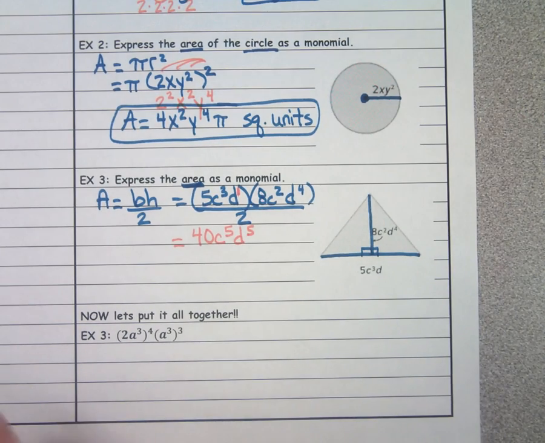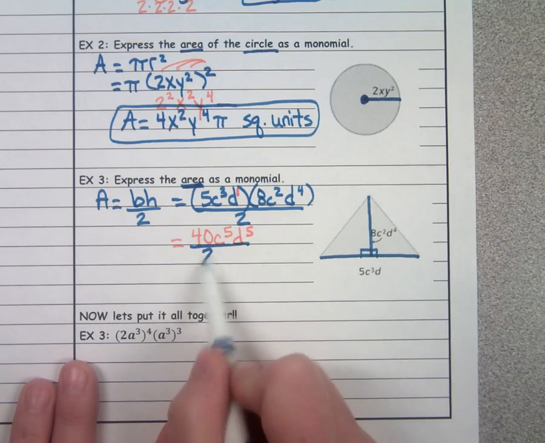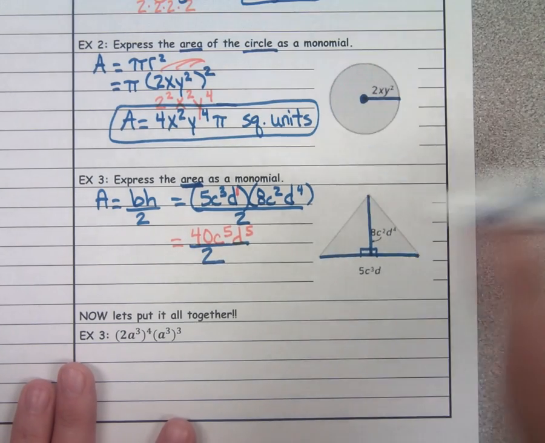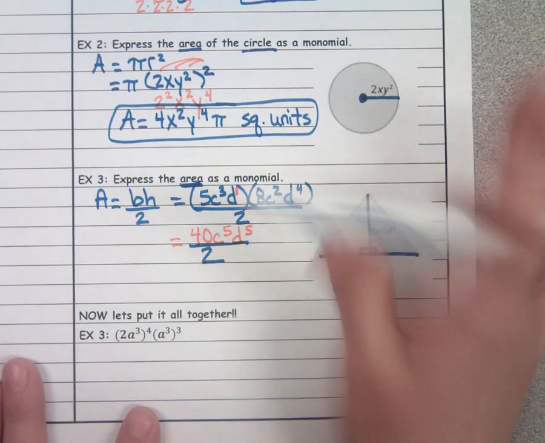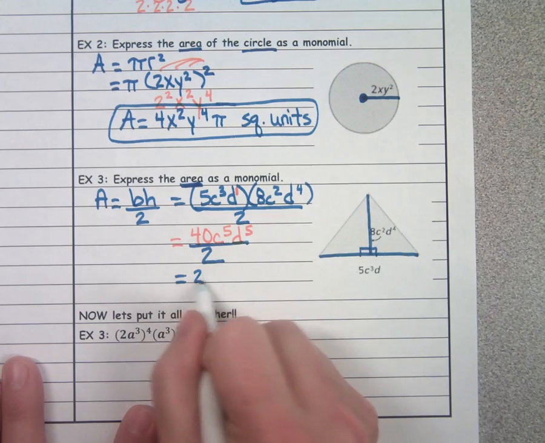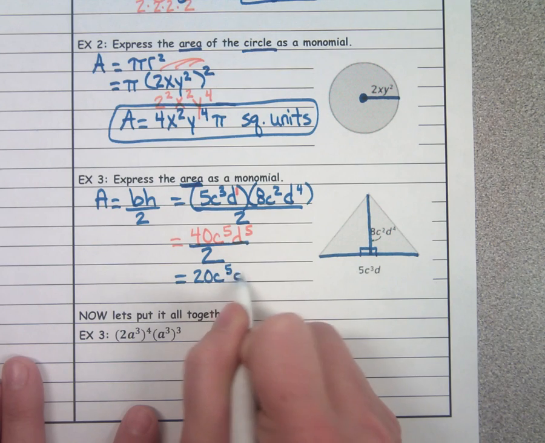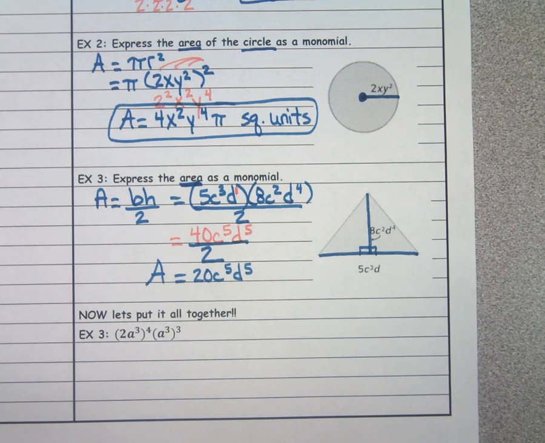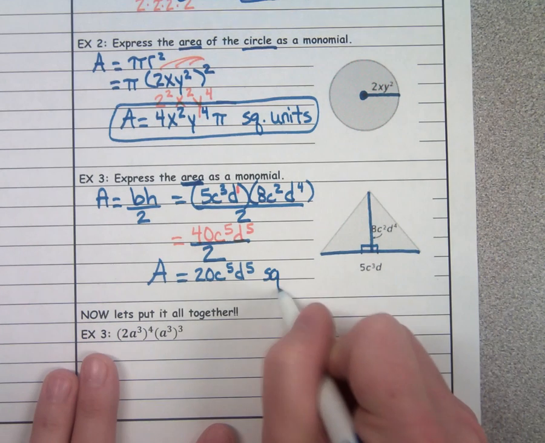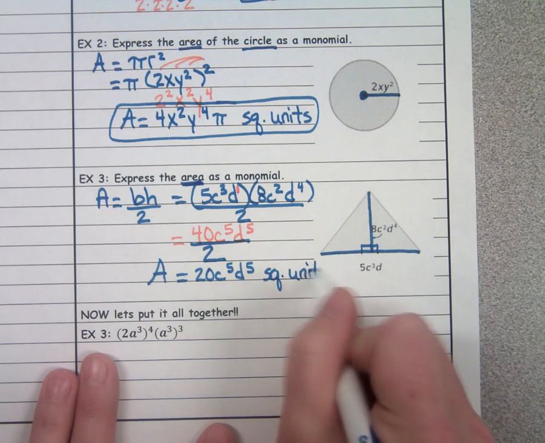Okay, then I just recopy the all over 2. At this point, I just need to clean it up. So what is 40 divided by 2? 20. So I get 20 c to the 5th d to the 5th. And that's the area of our triangle. Once again, they didn't give me units, so I'm just going to say square units.